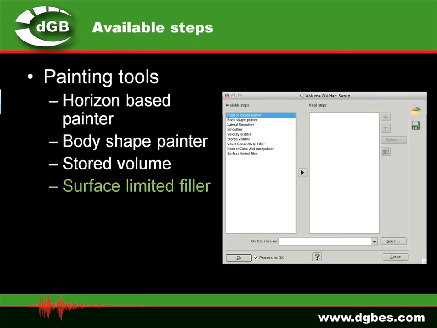We have the surface limited filler. The reason that one is in green is that all the other ones are in the GPL version of OpendTect, while the surface limited filler is sitting in the VMB plugin. So unless you have the VMB, you don't have that. The surface limited filler is basically a more advanced version of the horizon-based painter. I will show you it in a short while.